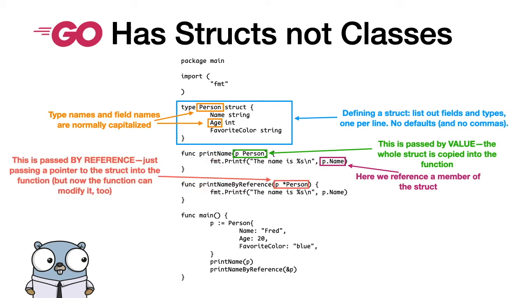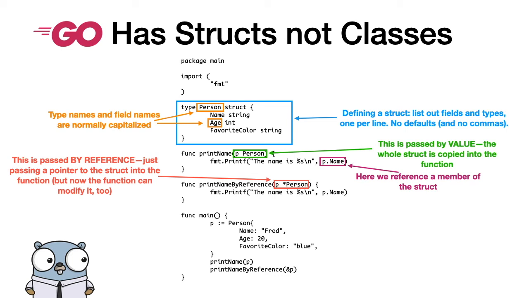Now you can also pass by reference. You pass in a pointer to the person, and so now you can access the original record. In the first print name, if I were to have modified something, it would not have modified the structure from the calling function, because I actually have a copy. But in print name by reference, I'm passed a pointer to the person, and so if I were to make modifications here, they would be reflected in the original structure.